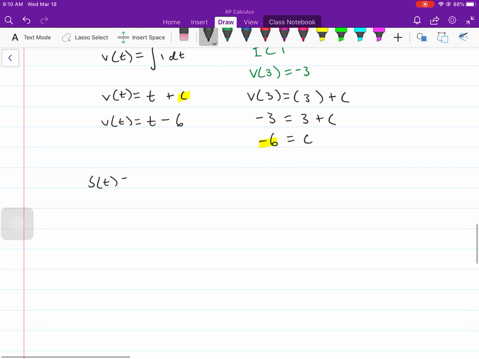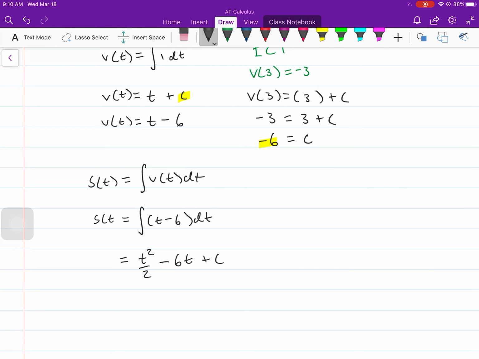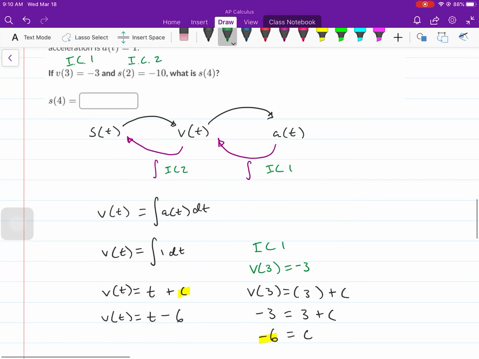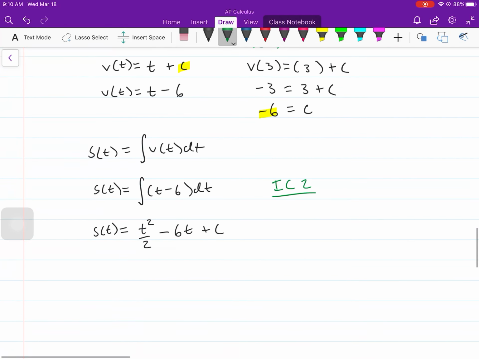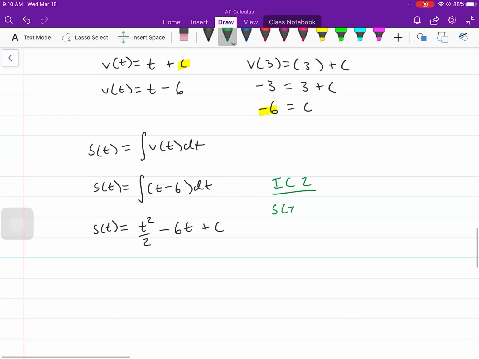So now to get our position, s of t, we're going to go ahead and do the antiderivative of velocity. So we're going to do the antiderivative of t minus 6, which will get us t squared over 2 minus 6t plus c. So that's our position function. So now's the time that we're going to use our initial condition number 2, which was s of 2 equals negative 10.